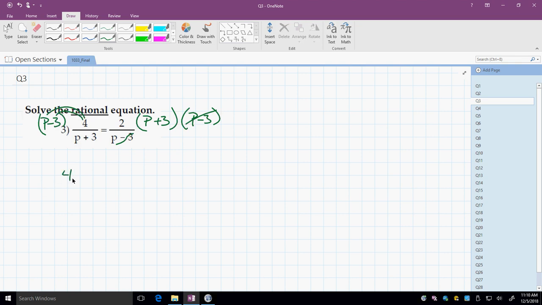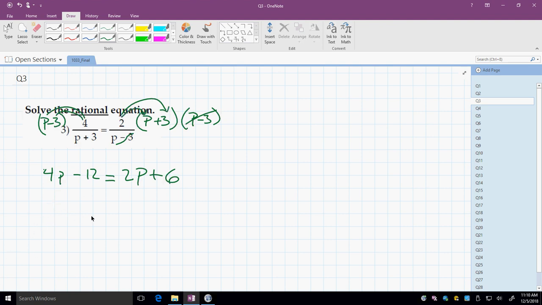So I'm going to have 4p minus 12. I didn't write the p. Give me just a second. Let me fix this. 4p. And here I distributed 2. I'm going to have 2p plus 6. And you distribute here the 2.